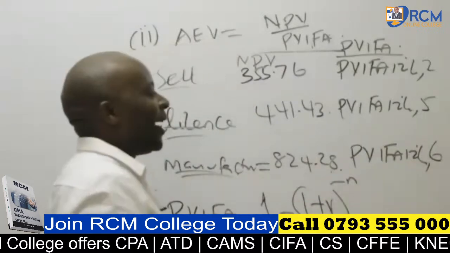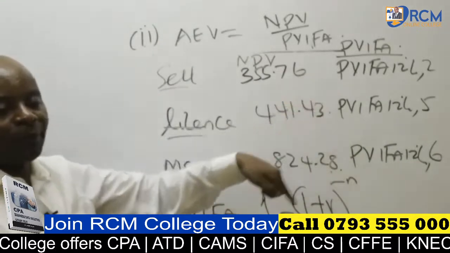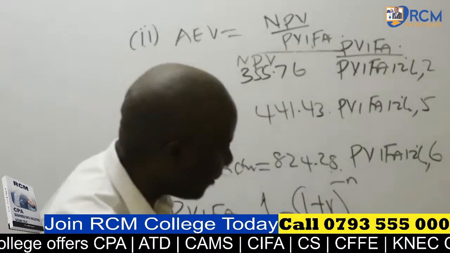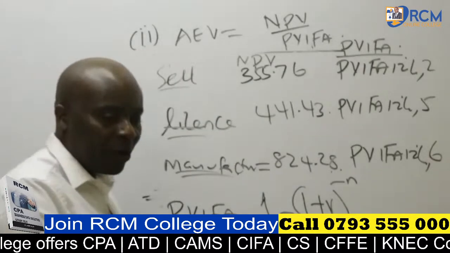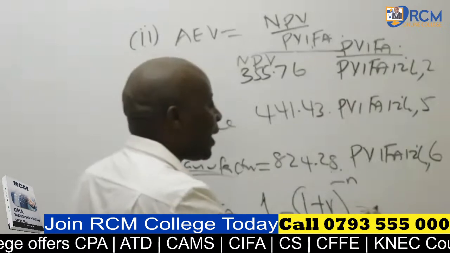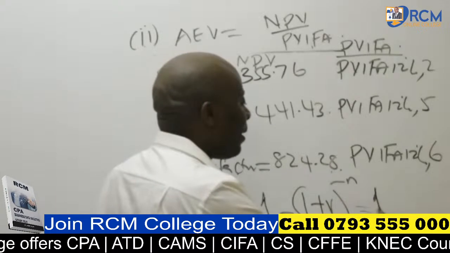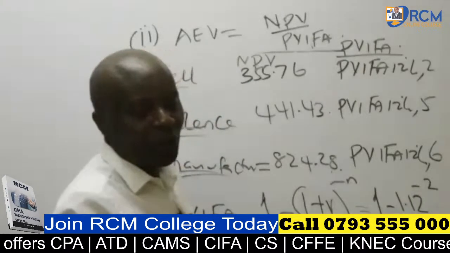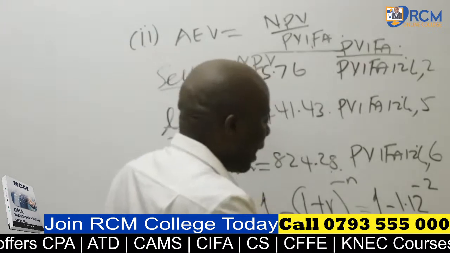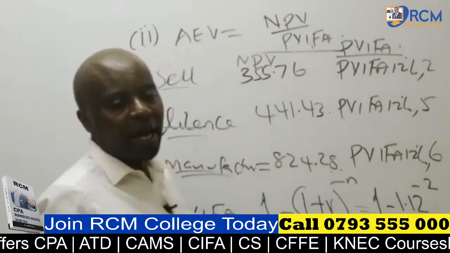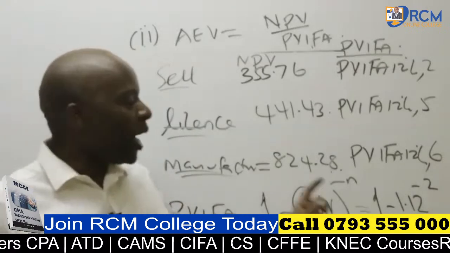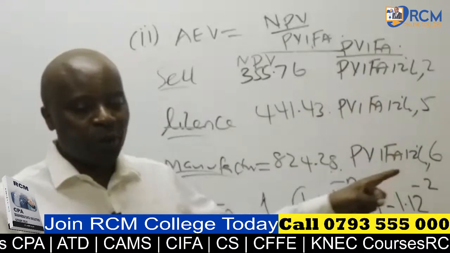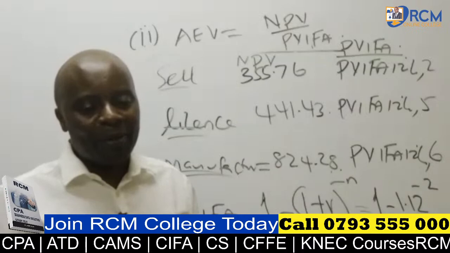So now your work tonight is to calculate these 3 PV-FAs. You calculate the PV-FAs. So tunaanza na ya kwanza. Abracadabra, ya kwanza ni 12%, ambapo nitakuja niseme hapa ni 1 minus 1.12 raised to minus 2, divide this by R, which is 0.12. So nasema 1 minus 1.12 raised to minus 2 divided by 0.12.